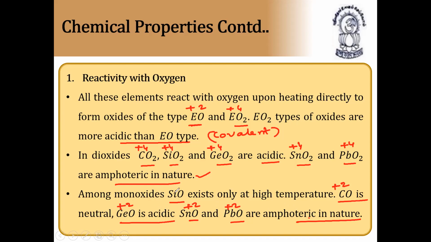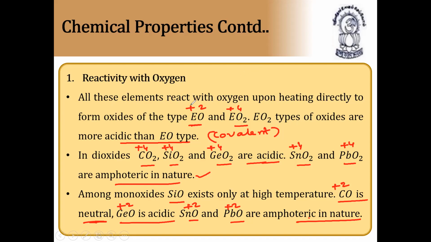Carbon monoxide is neutral. Silicon monoxide is also acidic, and germanium oxide is also acidic. So germanium in both its oxidation states, that is plus 2 and plus 4, forms acidic oxides. Carbon dioxide is acidic, silicon dioxide is acidic, whereas carbon monoxide is neutral. Which of the following is a neutral oxide? Neutral oxide means carbon monoxide. Please make a note: carbon monoxide is a neutral oxide, whereas carbon dioxide is an acidic oxide.